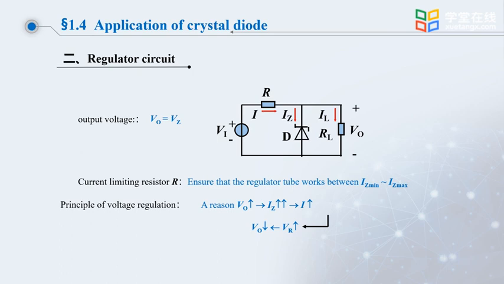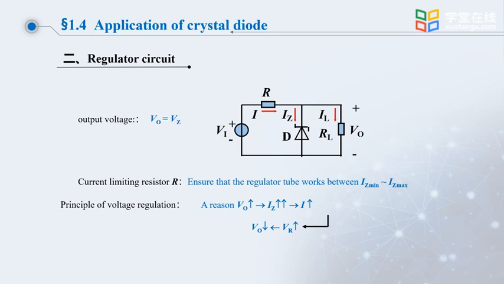In this loop, there is also a resistor R, which is called the current limiting resistor. It limits the current in the loop to ensure that the voltage regulator works between Iz min and Iz max, so that the current lets the voltage regulator work normally. Now let's look at its principle of voltage regulation.